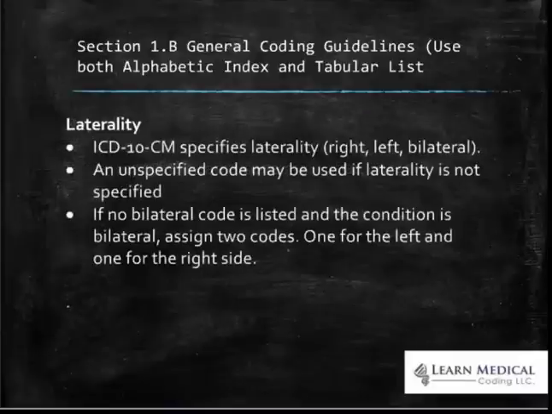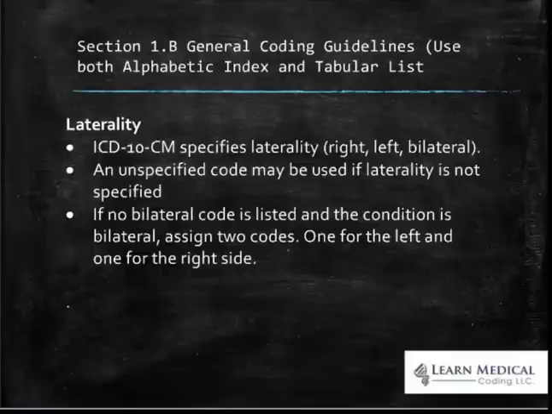Again, ICD-10-CM is very specific about laterality. If a patient has a right or left side of the body diagnosis code, you may have to code specifically to that right or left side if the options are available for you to code that way. If the patient is suffering from a complication or a problem that is bilateral, look for a bilateral code before assigning a right and a left code together.